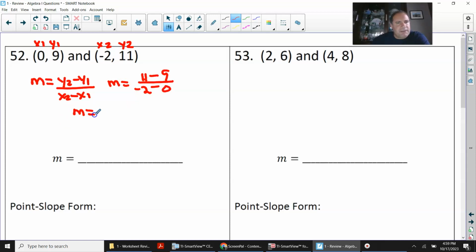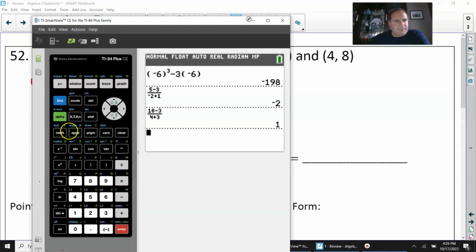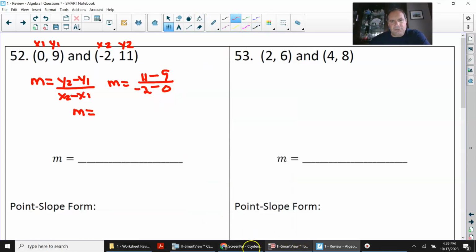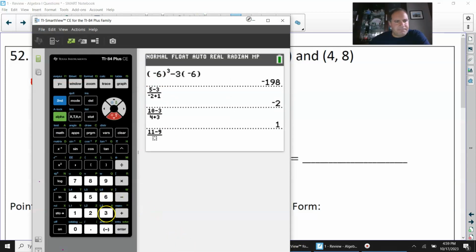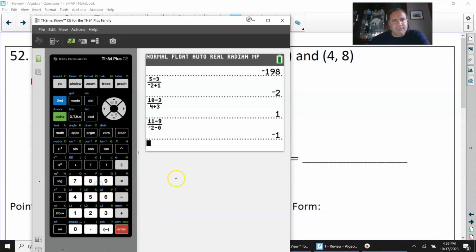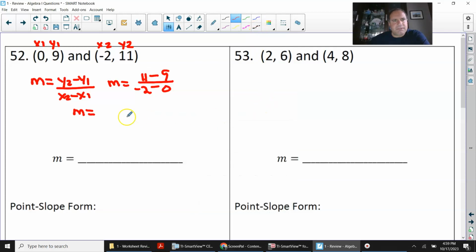So the slope is 11 minus 9 alpha x, 11 minus 9 over -2 minus 0. And we're going to press enter. We're going to get -1. So we put that there.